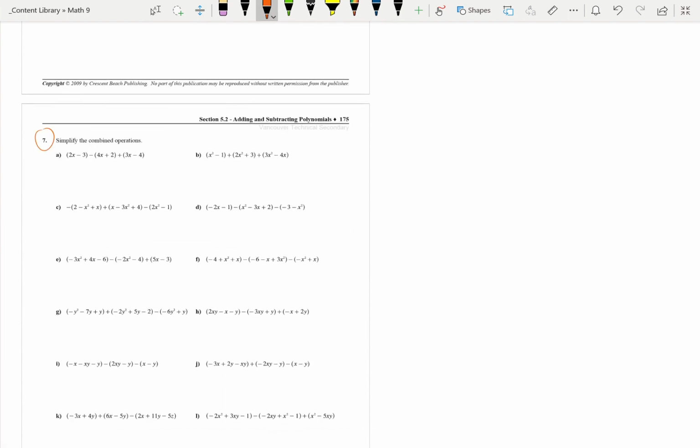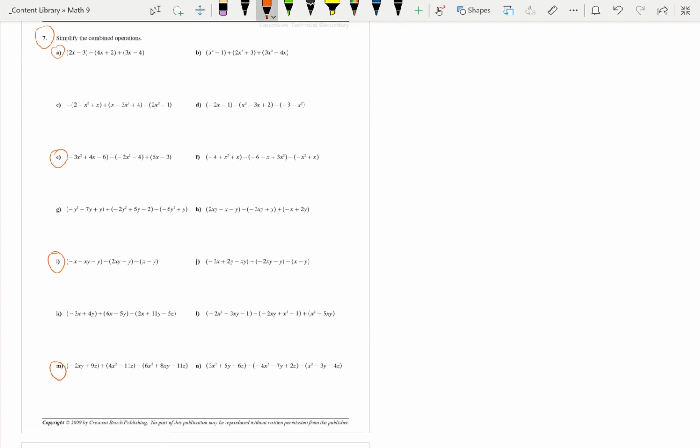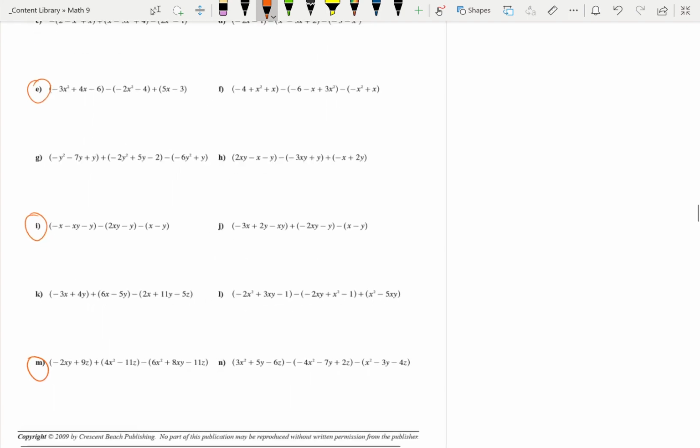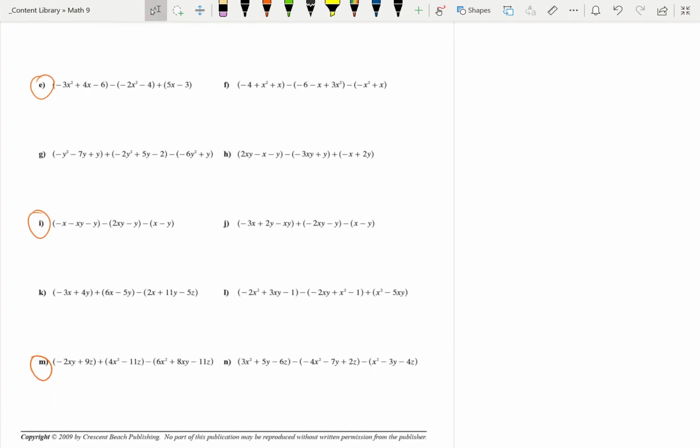7, you are simplifying the combined operation. So I want you to get this as simple as possible. Do every fourth one. So A, E, I, and M. You are trying to make this as simple as possible, but now the challenge is that they have pluses and minuses and they have multiple things. You can use any method. They're written horizontally, but you can use vertical if you so choose.